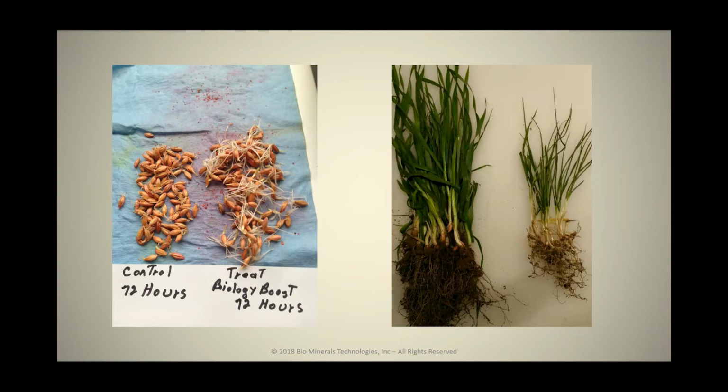And after 72 hours, you can see very little activity on the left, a great deal of sprouting beginning to occur on the right. Another farm had planted winter wheat, and the next spring, the gentleman sent me a picture of the 2 plants, one without it and one with it.